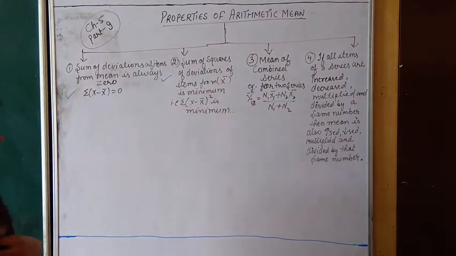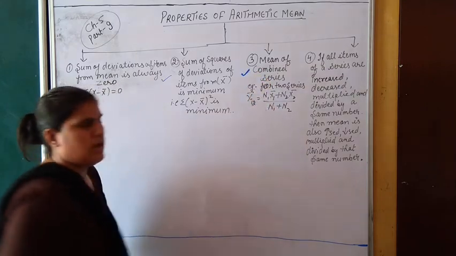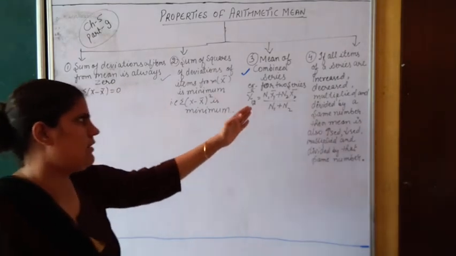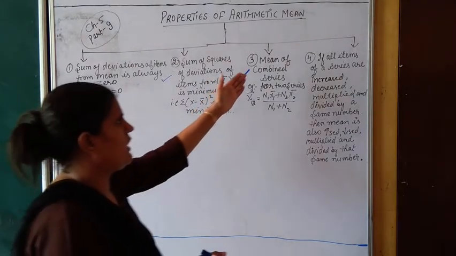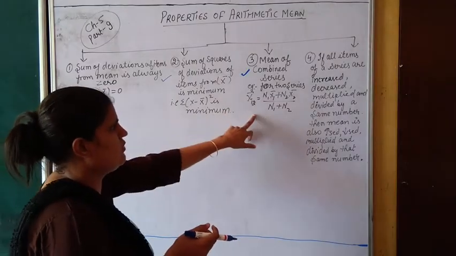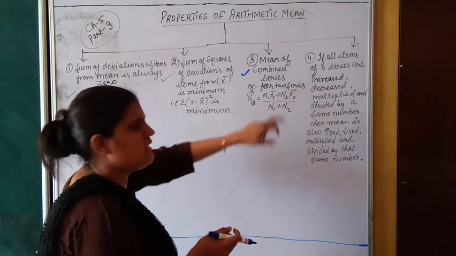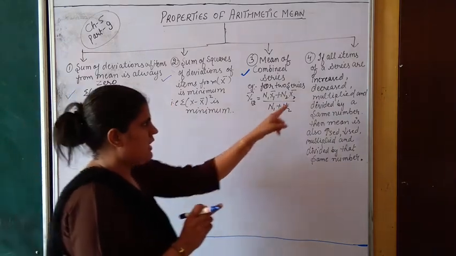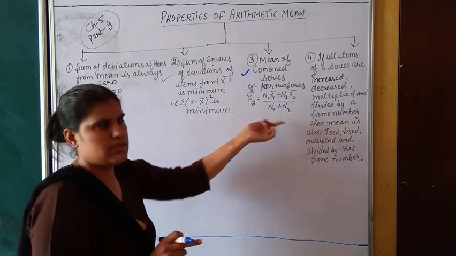Now, children, just see this. On this property, we have done so many kinds of questions. I think there is no need to explain it more because you already did it in the previous lecture, only how we calculate the combined mean. Clear? In this, x bar is your combined mean, n1 is the number of observations of the first series, x1 bar is the mean of the first series, n2 is the number of observations of the second series, x2 bar is the mean of the second series, and then this is again n1 plus n2.